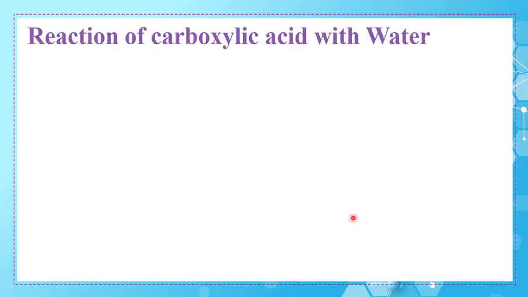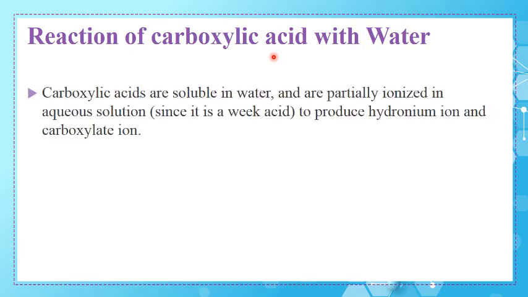Here is the most important part of our lesson, the chemical reactions done by carboxylic acid. Let's start with the reaction of carboxylic acid with water. This is a simple reaction, because you have to pay attention that carboxylic acid is a typical acid, like the acids studied in acid-base. So, carboxylic acids are soluble in water and are partially ionized or dissociated in aqueous solution. Since carboxylic acids are weak acids, they produce hydronium ion as usual and carboxylate ion.